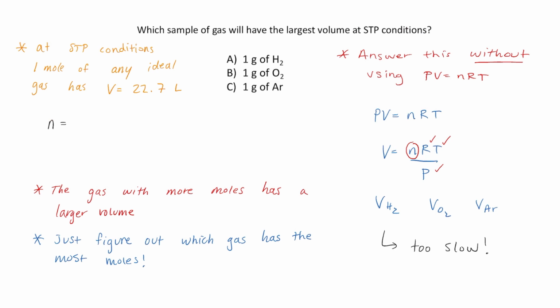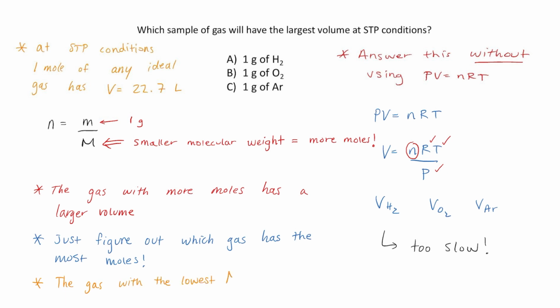Now how do we figure out the number of moles? Well, we know we can use this equation. But here's the catch. Every one of these gases has a mass of 1 gram. That means the only thing that's going to change the number of moles for each of these gases is their molecular weight. So the smaller the gas's molecular weight, the more moles that gas will have. So whichever gas has the smallest molecular weight will be the gas that has the largest number of moles, and that will be the gas that has the largest volume.